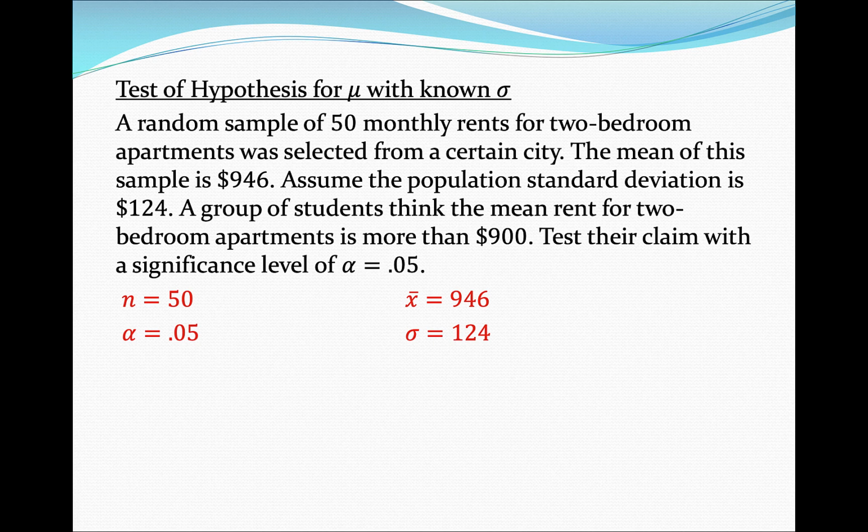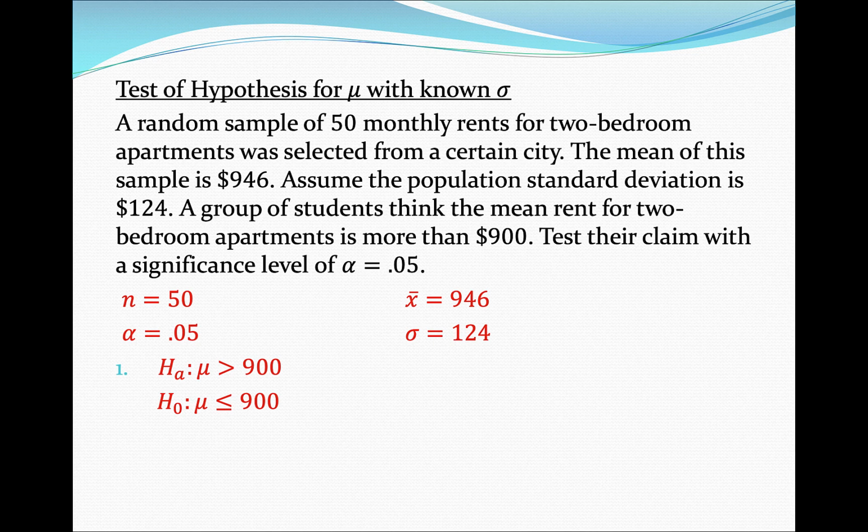So the first step is always going to be to set up HA and H naught. The other part of this question that's really important in terms of setting this up is what are we trying to prove? So the problem says a group of students think the mean rent for 2-bedroom apartments is more than $900. So that's what we're trying to prove. We're trying to prove that the population mean is more than 900.